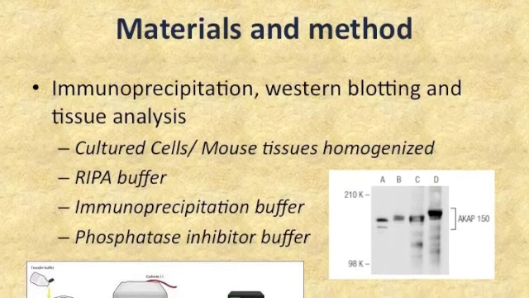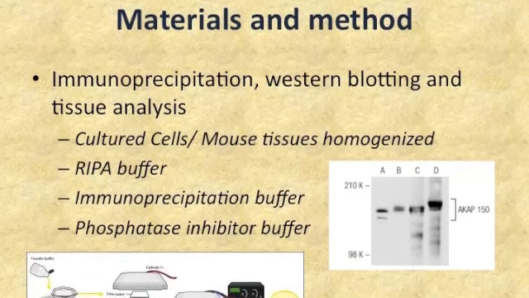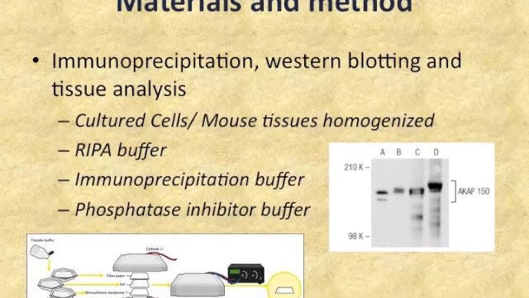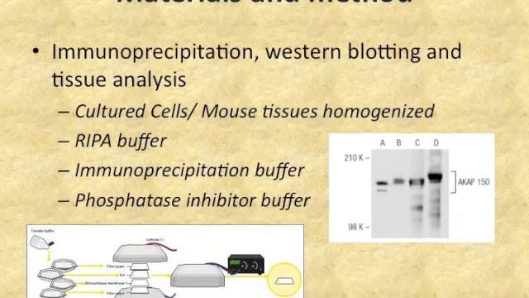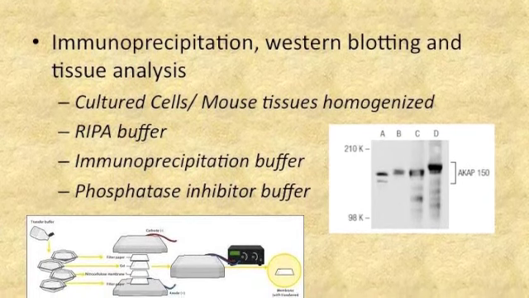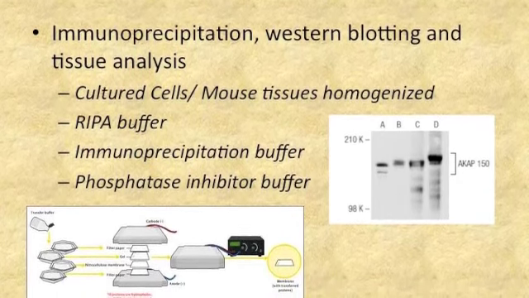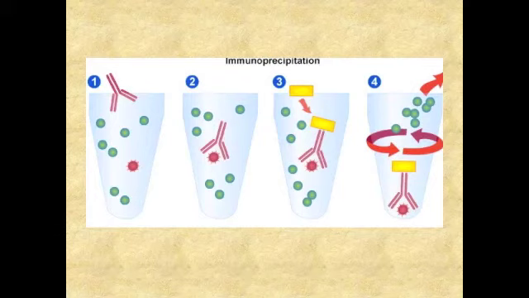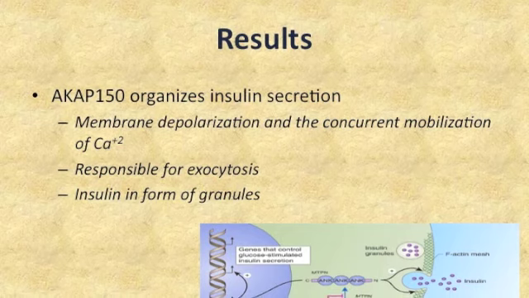Furthermore, the researchers used various methods like cell culture, immunoprecipitation, Western blotting, and tissue analysis involving many buffers such as RIPA for immunodetection or phosphatase inhibitor buffer. This process was performed for 2 hours at 4 degrees Celsius in the presence of 25 microliters of agarose beads, 2 micrograms of antibodies, and 1 milligram of lysate.